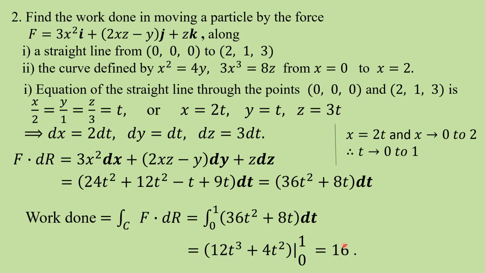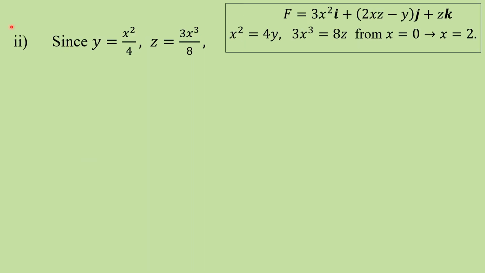So the total work done in bringing a particle along the straight line from the point 0, 0, 0 to 2, 1, 3 with the help of this force is 16 units. So 16 joule. So next we need to find the work done by the same force, that is F equal to 3x square i plus 2xz minus y j plus z k, but along the curve x square equal to 4y, 3x cube equal to 8z between the point x equal to 0 to x equal to 2.